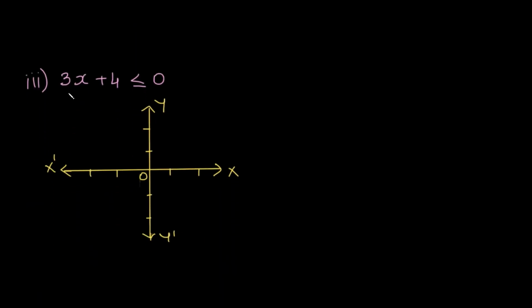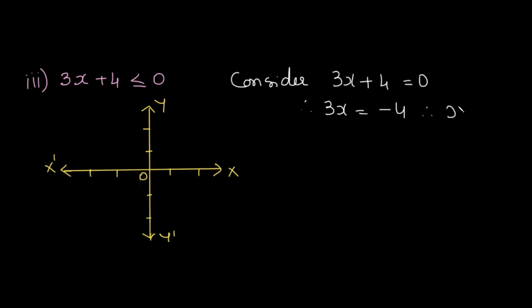The third question is 3x plus 4 less than or equal to 0. So in this case, consider 3x plus 4 is equal to 0 and therefore we get 3x is equal to minus 4, and therefore x is equal to minus 4 upon 3.